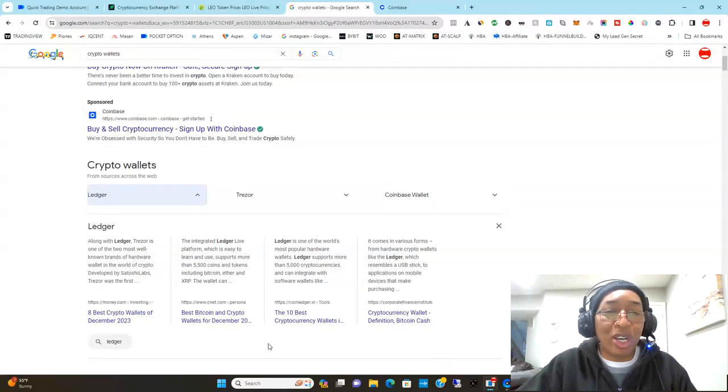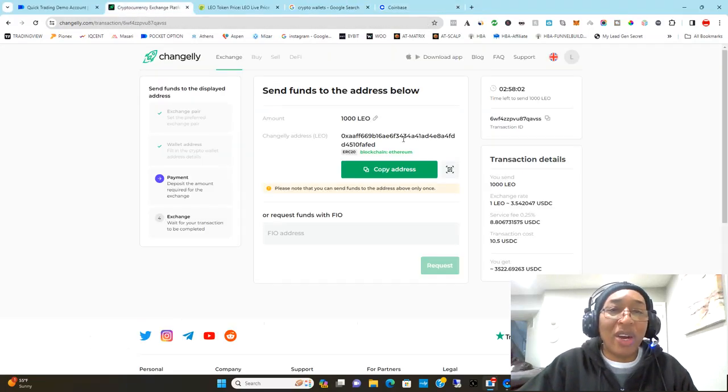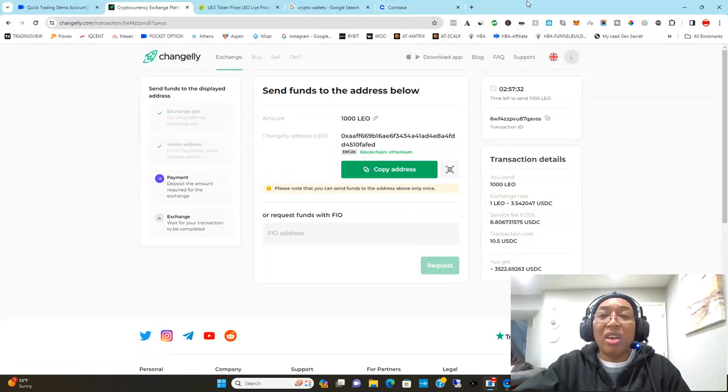So you go to Ledger, log on to your Ledger account, and this is where you're going to do the transfer. You're going to be sending your Leo from Ledger to this address right here. Once you copy that, that's all. Send funds to the address below. You copy the address, and that's it. You just go to your wallet.